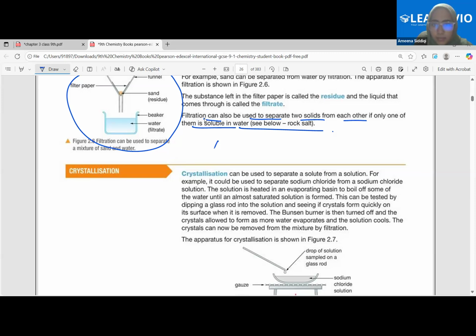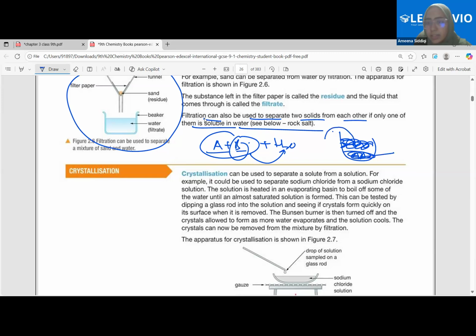Let's suppose we have two solids, two components of the mixture, both of them being solid. And if I mix water in this mixture, and B is soluble in water, don't you think A will be settling down because A is not soluble in water? And here we will have B, which is already soluble in water, so that will be in the aqueous form. Therefore, if I filter this out, I will get pure A, which is the residue, and I will get B in the aqueous form, which is the filtrate. Okay, fine. Moving on to the next part.